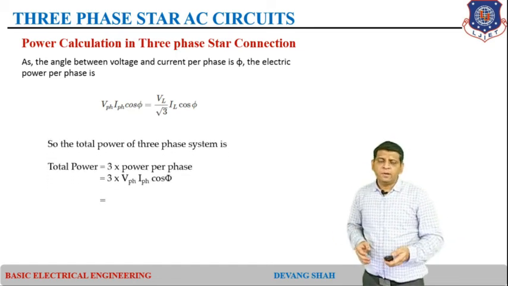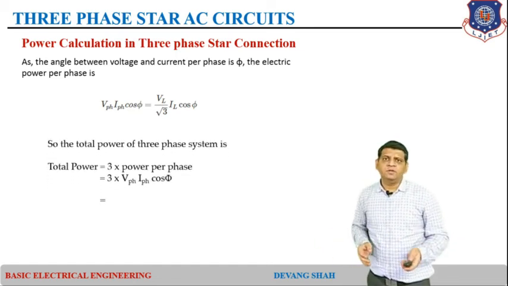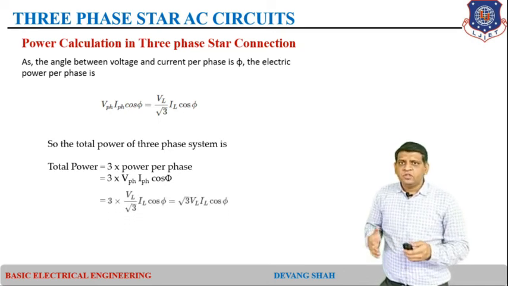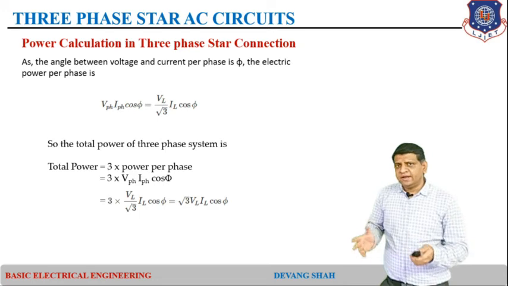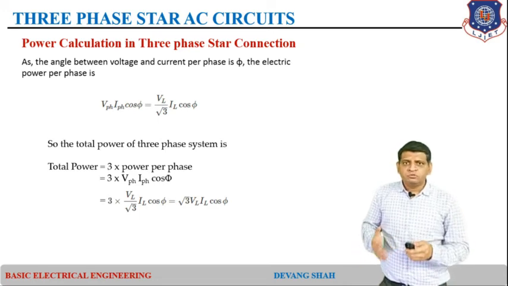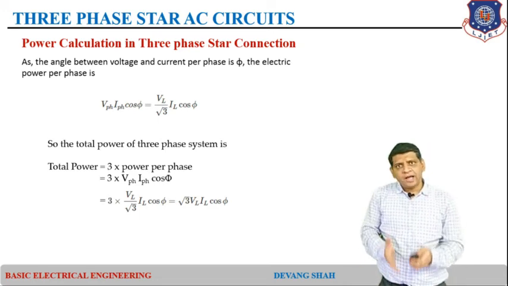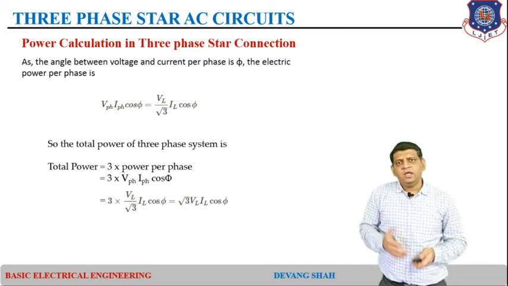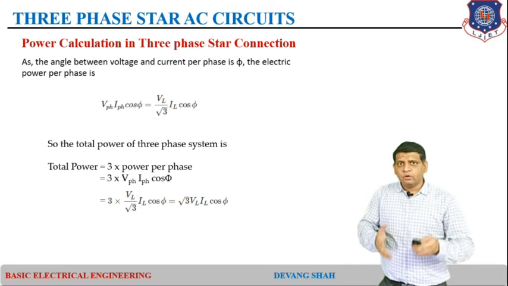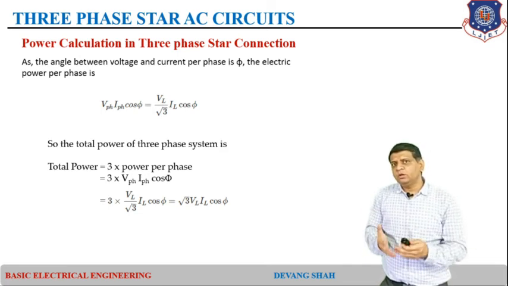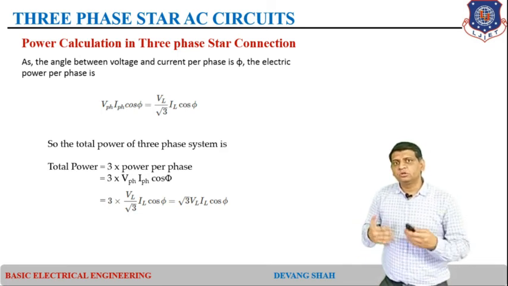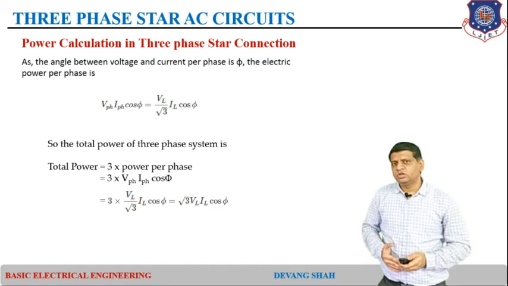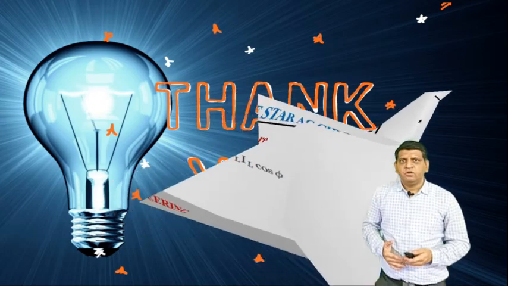For real power, the total power of the 3-phase is nothing but 3 times the power per phase, where you get 3 EPH into IPH cos phi, and that is total power P is equal to 3 into VL by root 3 into IL into cos phi. Why? Because EPH is equal to VL by root 3 and IPH is equal to IL. From this you can find that the total power of this star connection is root 3 times VL IL cos phi. Right. This is about the generation of the 3-phase star connection.